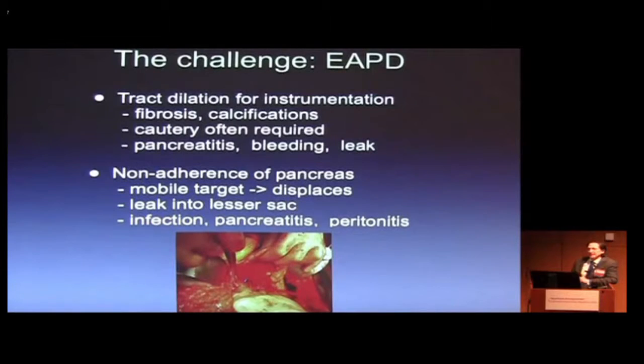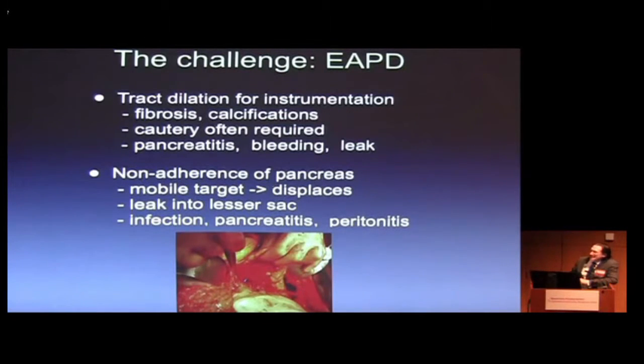So what if the wire does not pass the obstruction into the bowel? And so this is the difficult part. This is the challenge. It's EAPD. Firstly, we have to dilate that tract in order to instrument the tract, and there's often fibrosis and calcifications in patients with chronic pancreatitis. We often require cautery to create that tract using, for example, a needle knife or a cystotome. And in turn, this can result in an increased risk of pancreatitis, bleeding, and leakage.